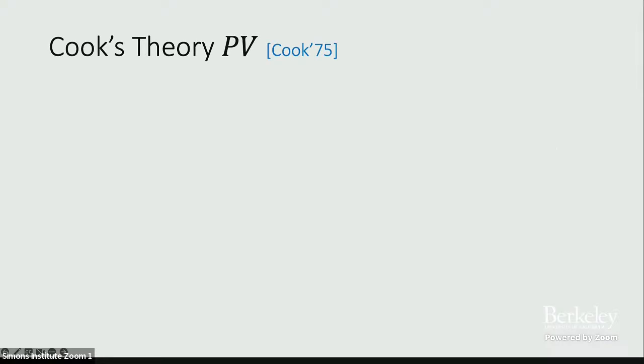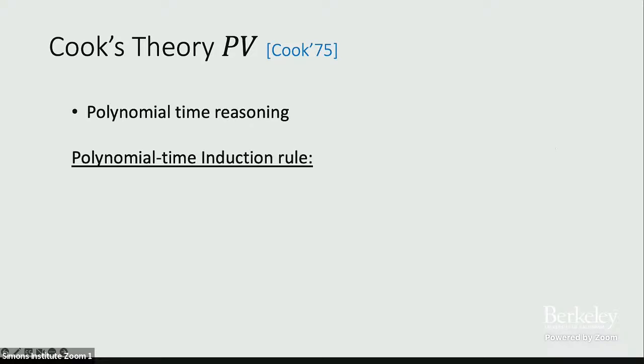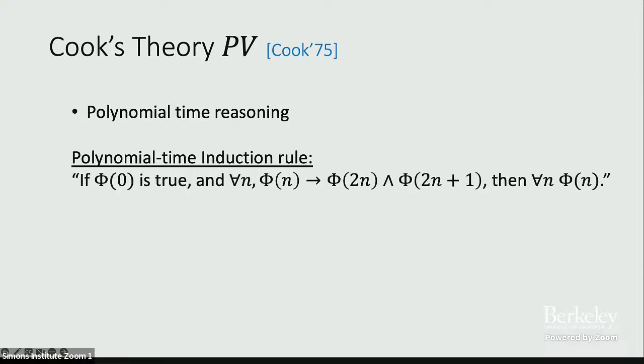So what is Cook theory PV? PV is a formal logic system that formalizes the intuition of polynomial time reasoning. It doesn't allow a general induction rule, but it allows the following polynomial time induction rule. Intuitively, it says that if you can prove that some proposition phi holds for n equals 0, and if you can prove that for any integer n, phi(n) implies phi(2n) and phi(2n+1), then you can conclude that phi(n) holds for any integer n.